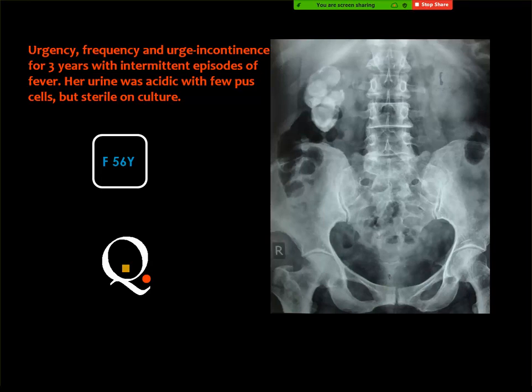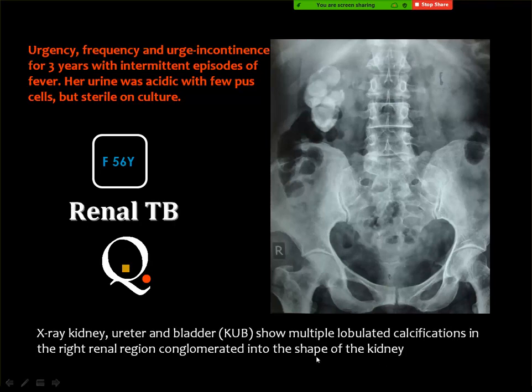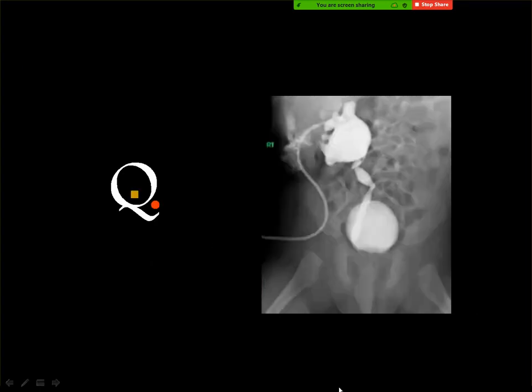TB. Putty kidney. Yes, this is the classic appearance of renal tuberculosis, and one of the important criteria for the diagnosis of TB is what is known as sterile pyuria. You get pus in the urine, but whenever you do a culture, you cannot see an organism. This is one of the suggestive criteria.